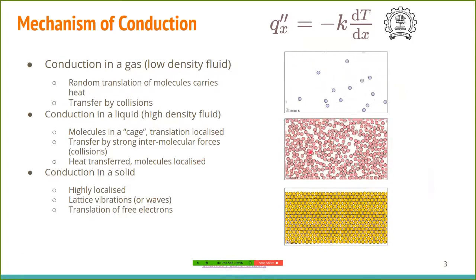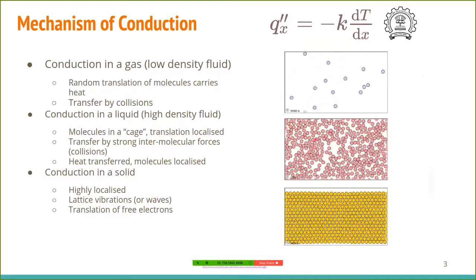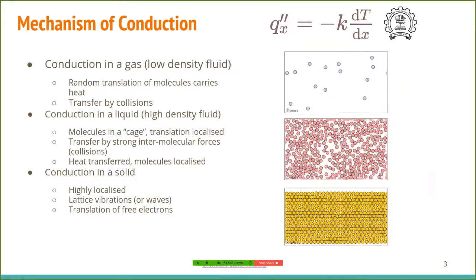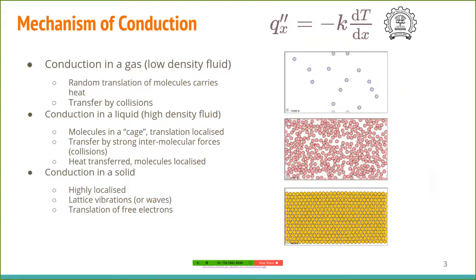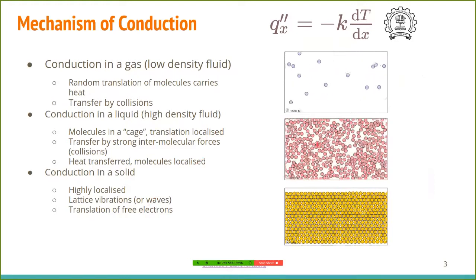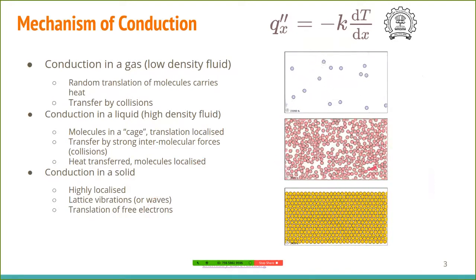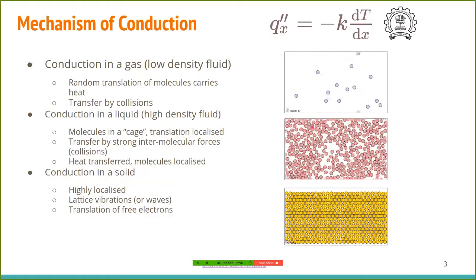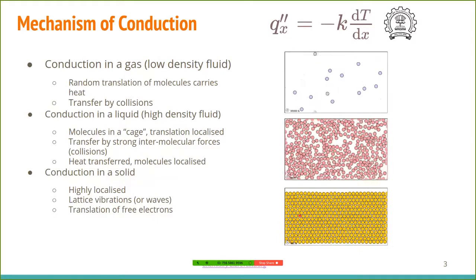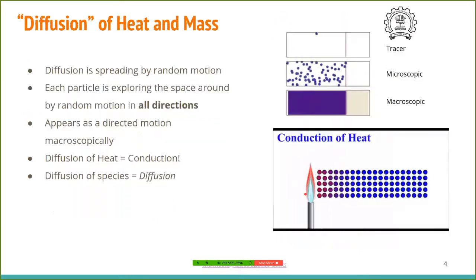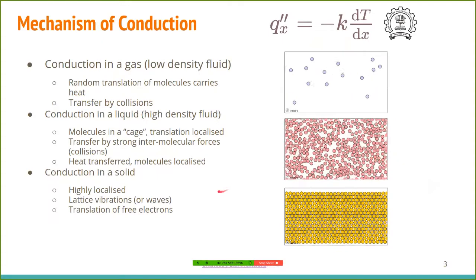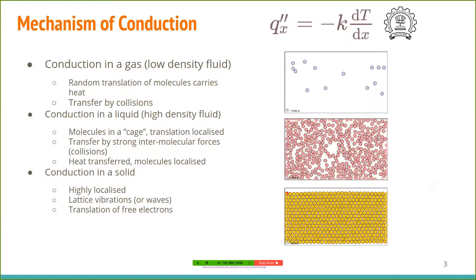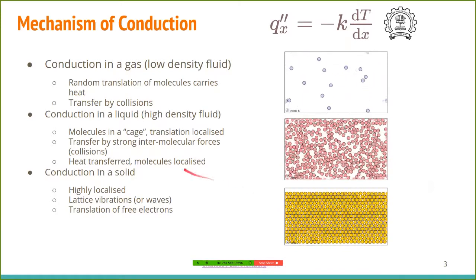In liquids, molecules are moving, but in something called a cage. The molecule predominantly stays here for a very long time, and then slowly goes out and then goes out there and so on. So the molecules in liquid are localized to a smaller region. In the case of solid, they are highly localized. They hardly move out of their location.